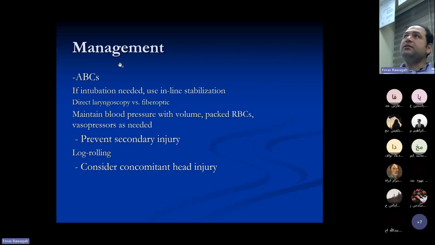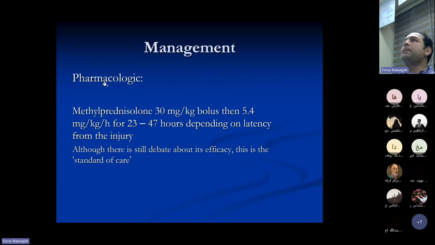What is the general management? Any patient with injury, start with ABC. Okay? If intubation is needed, do inline stabilization. Direct laryngoscopy, but fiber optic is better to prevent maneuvering of the neck. Okay? Maintain blood pressure with blood volume, prevent secondary injury by log rolling, and consider concomitant head injury if it's there.